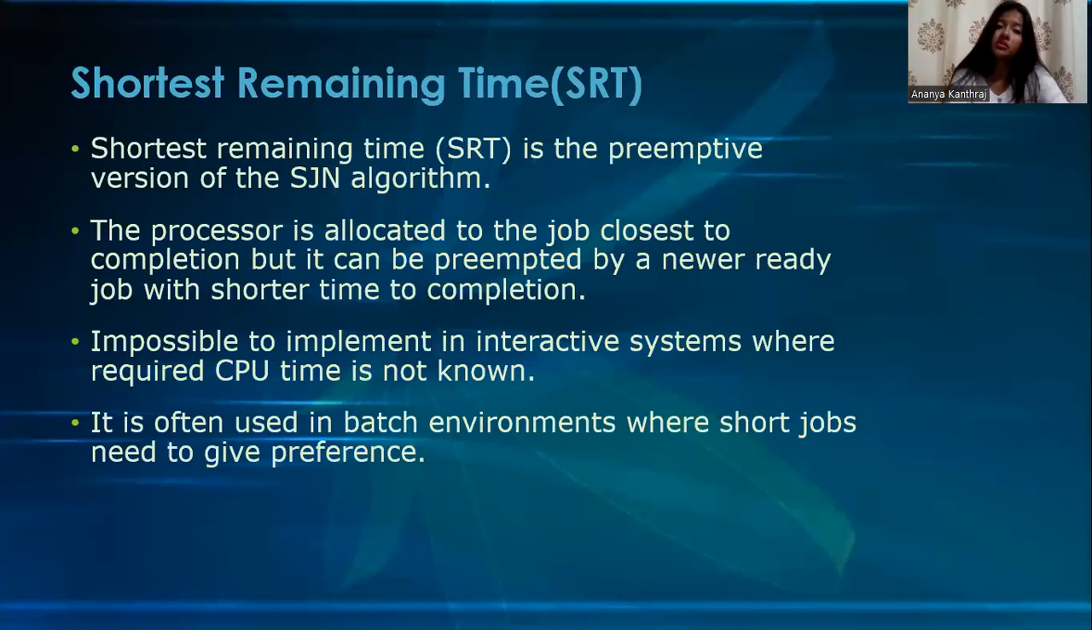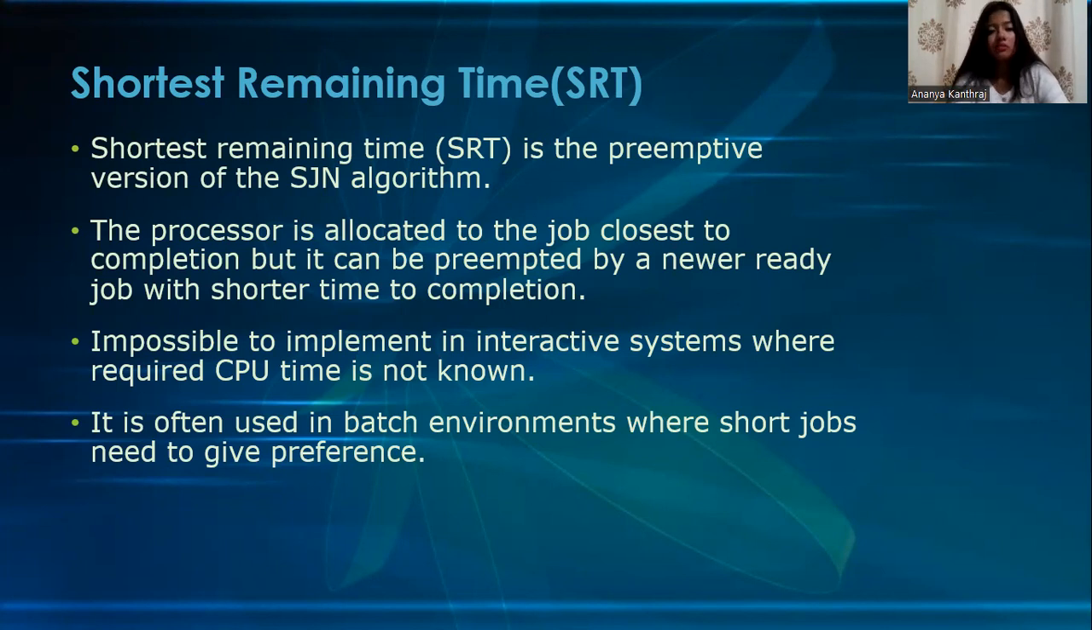Next, shortest remaining time, abbreviated as SRT, is a preemptive version of the SJN algorithm. The processor is allocated to the job closest to completion, but it can be preempted by a newer, ready job with a shorter time to completion.